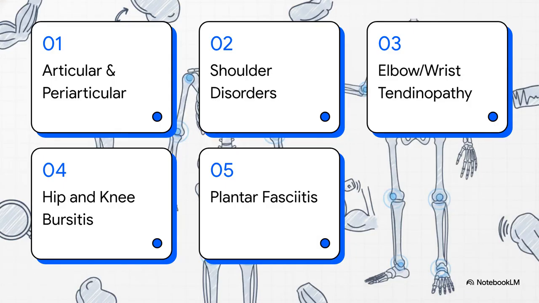So, here's our game plan for today. We'll start with articular versus periarticular pathology, move into shoulder disorders from tendons to capsulitis, tackle elbow and wrist tendinopathies, look at hip and knee bursitis, and finish up with heel pain and plantar fasciitis.